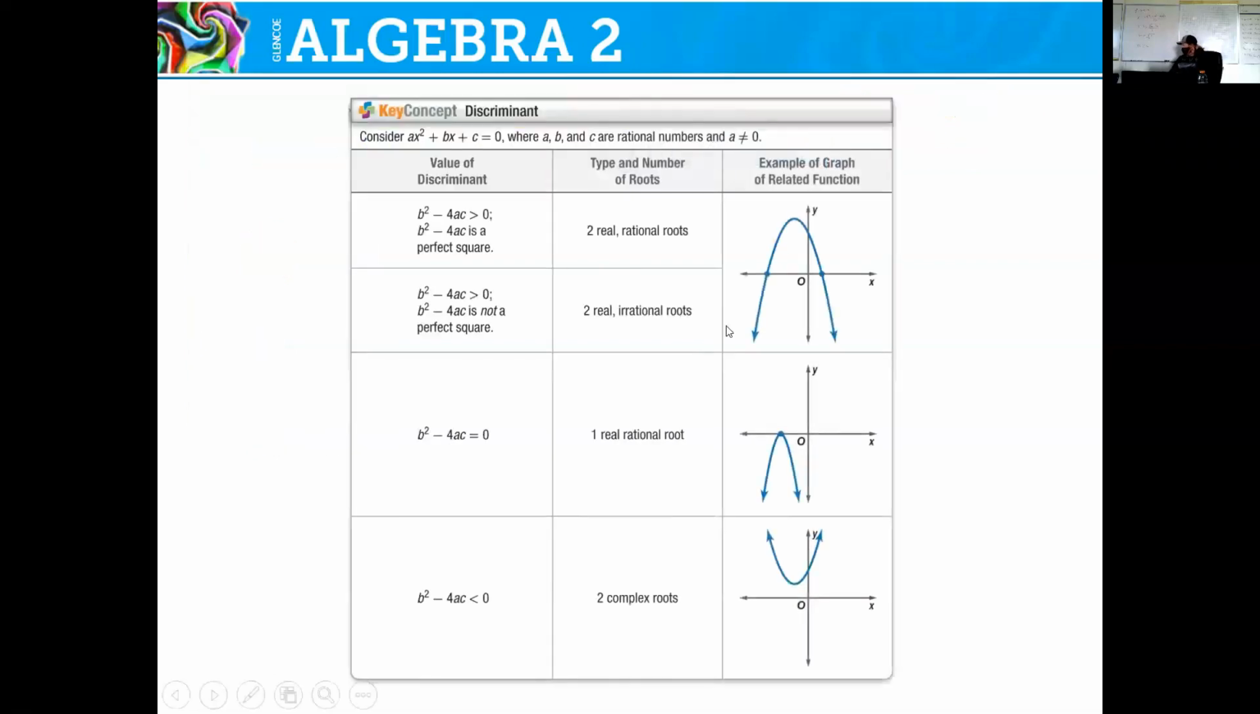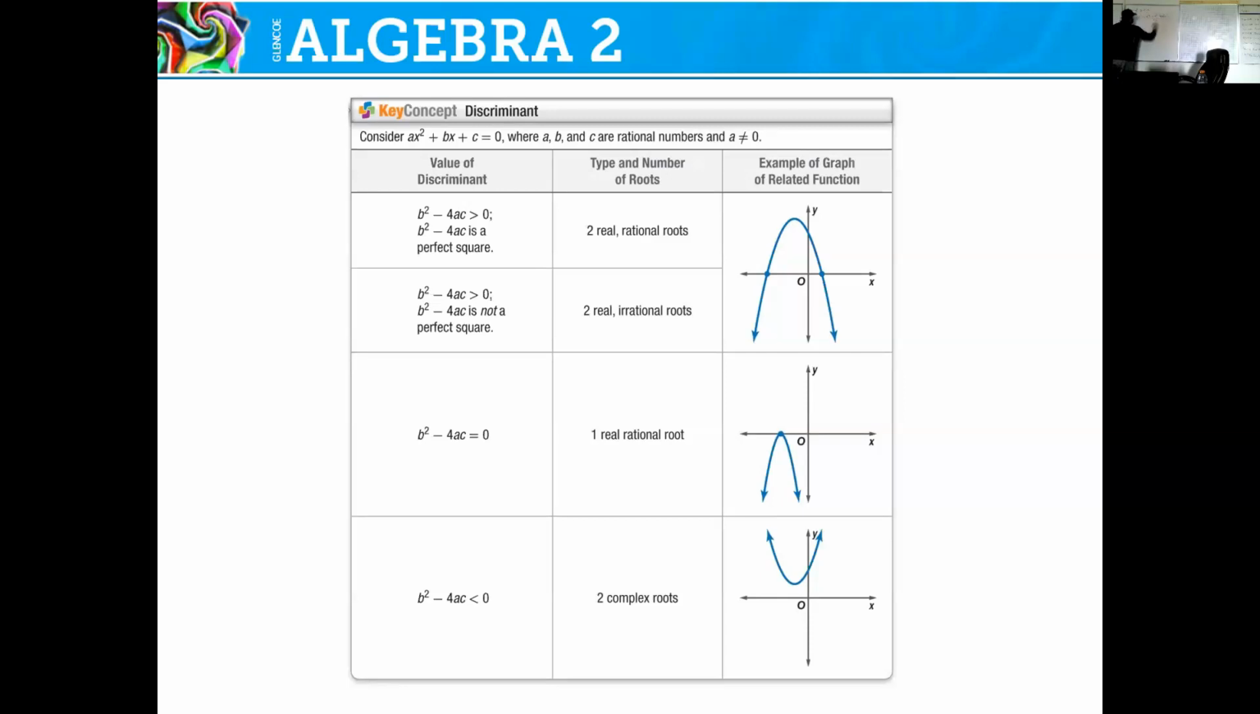All right, here is basically everything wrapped up and summarized. So you can see here, when b squared minus 4ac, or the discriminant, is greater than 0 and it's a perfect square, you're going to have two real rational roots. Those are like your whole numbers or decimals that come to a complete stop, or they repeat. There's some kind of pattern there.